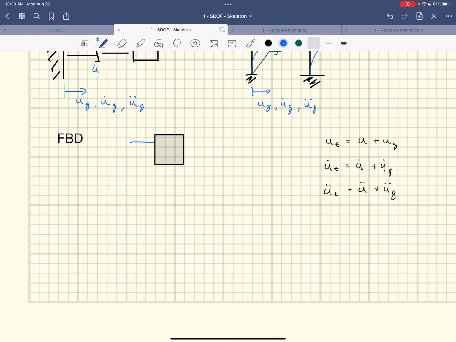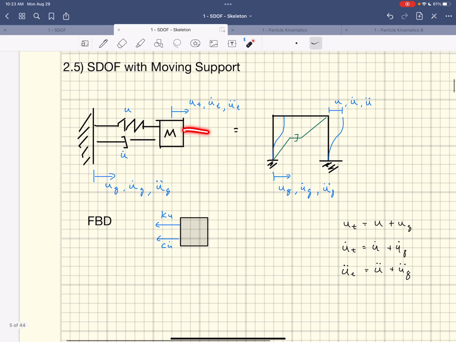We've got acting to the left, again, this only feels K times U. It's not K times U total. It only feels the relative displacement in between them. And then this is C U dot. And there's no other force. If you notice up here, I didn't put a P on this. We've got this mass, or this frame, and we shake the ground underneath it. We're not applying a load. So the only things we have on it are K times U and C U dot. And the reason they act to the left is we're assuming those displacements are to the right. So if it moves to the right, these things act opposite the direction of movement, so they're acting to the left.